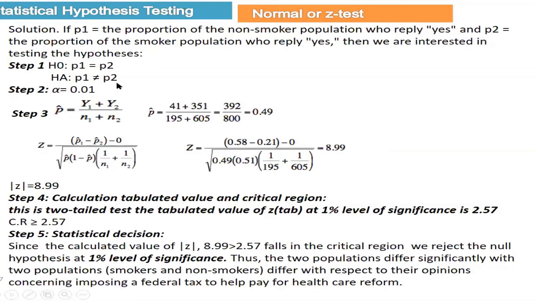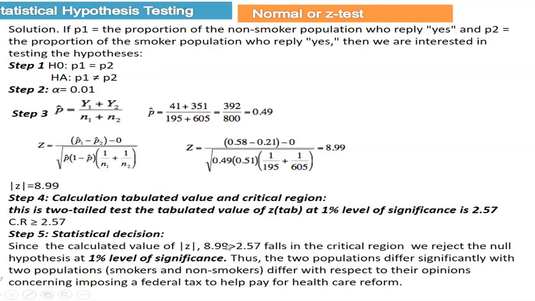As it is a two-tail test, with the alternate hypothesis not equal, we take the plus value. So our absolute value will also be 8.99. Step 4, by the conventional method, we know that at the 1% level of significance, the tabulated value of Z is 2.57. You can remember that for 5% it is 1.96, and for 1% it is 2.57. So our critical region will be greater than 2.57. This is step 4, to define the critical region or find the p-values. Here we did the critical region, so it will be 2.57.